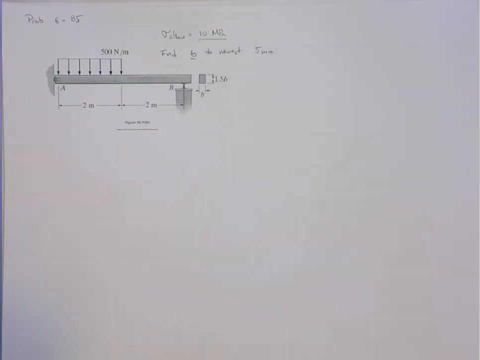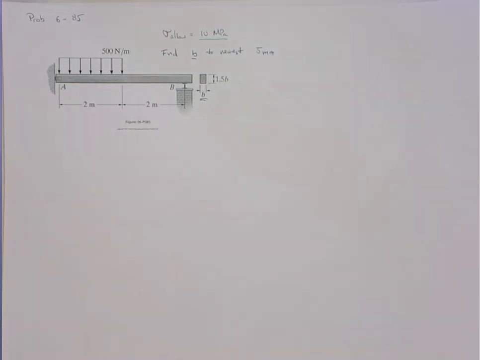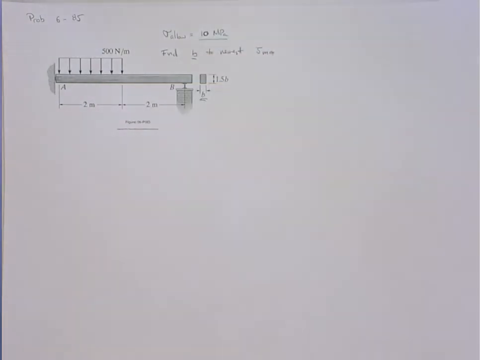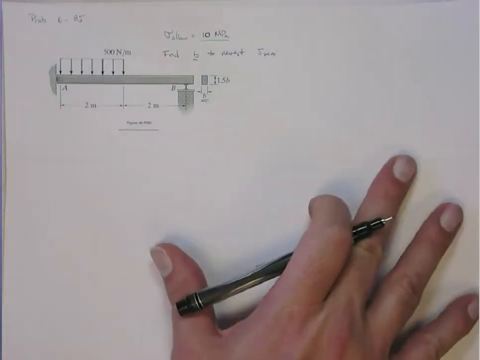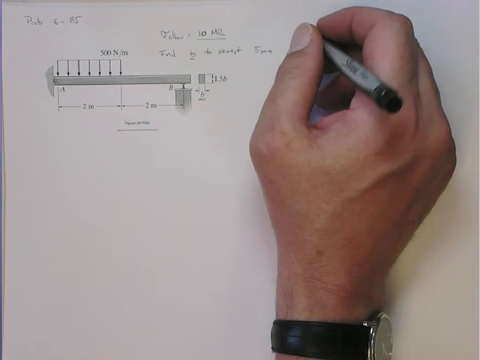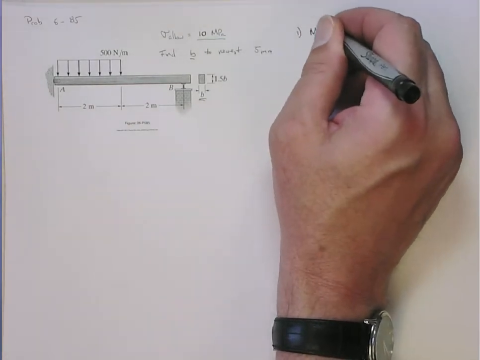Find B, this dimension, such that the stress does not exceed 10 megapascals. Okay. So again, this is a little different. It's a design problem. So the first thing, again, we still always have to do is get the bending moment.